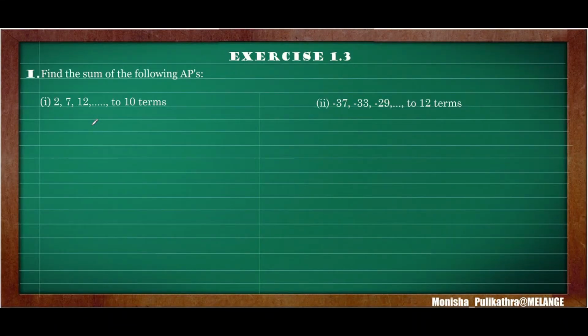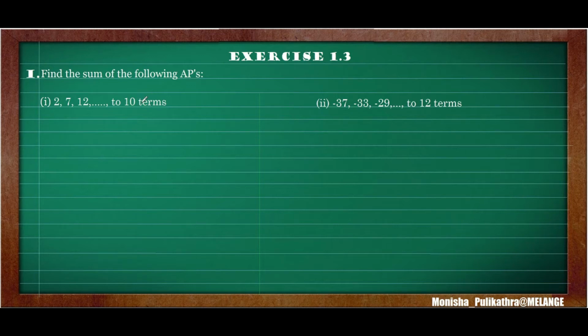In exercise 1.3, in the first question, we need to find the sum of the following AP. Sum means we need to use the SN formula. If they are asking for a term, we need to use the TN formula. Here they have asked to find the sum, so we need to use the SN formula. The question is 2, 7, 12 up to 10 terms. Up to 10 terms means this is not TN, this will be N. If they have given just a plain 10, then it will be TN.